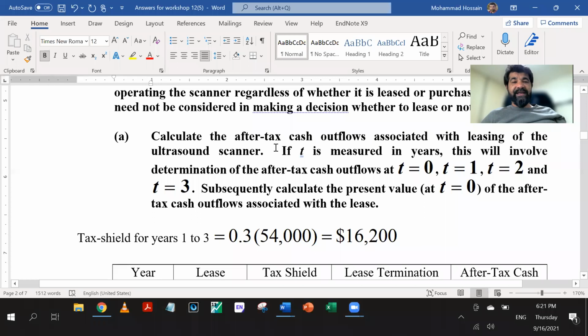Calculate the after-tax cash outflow associated with leasing the ultrasound scanner. If T is measured in years, this will be involved. Let's talk about this one. So 3 years: T0, T1, T2, T3. That's what we're going to do. Subsequently, calculate the present value at T0 of the after-tax cash outflow associated with the leasing.